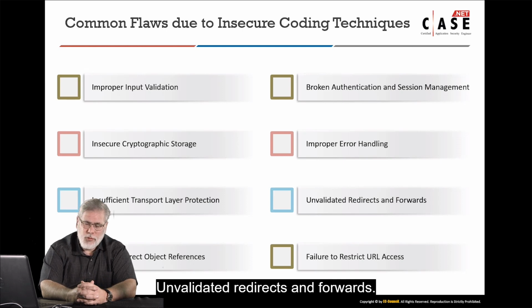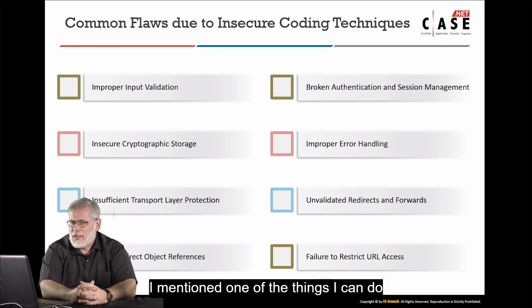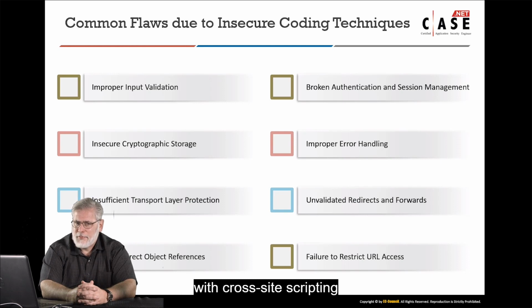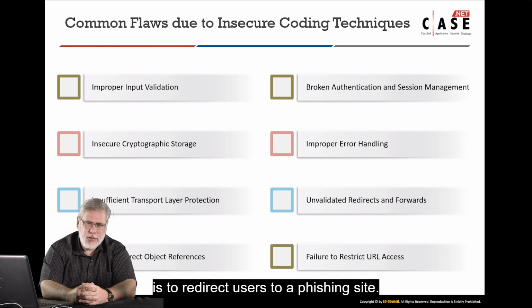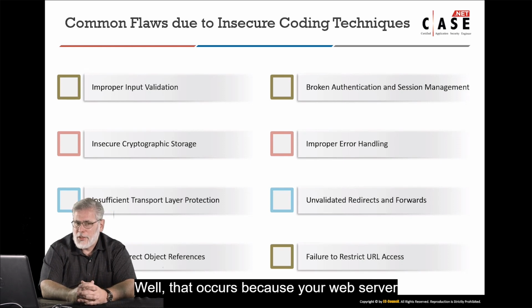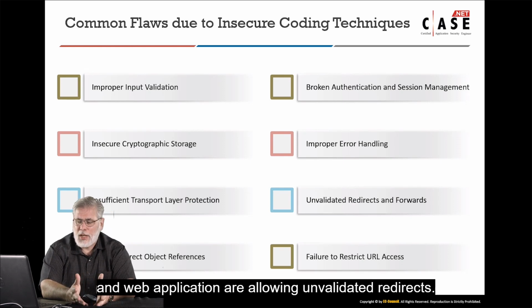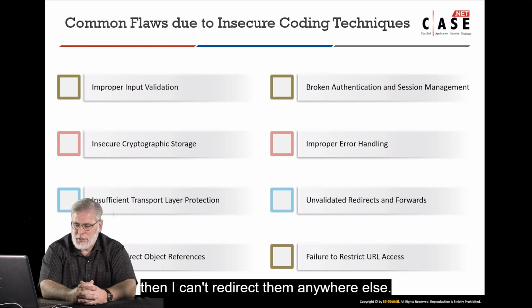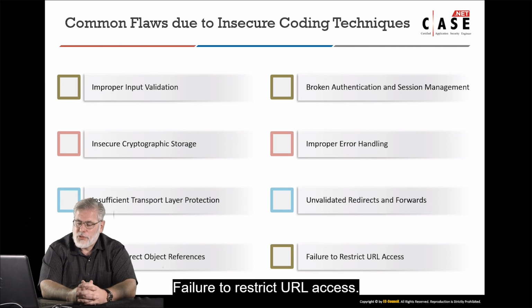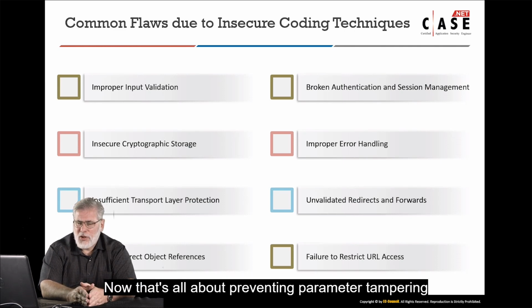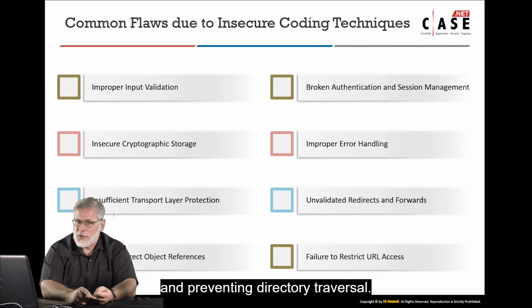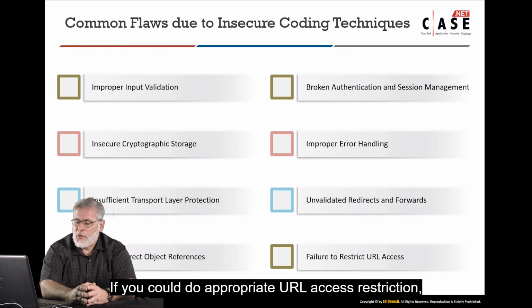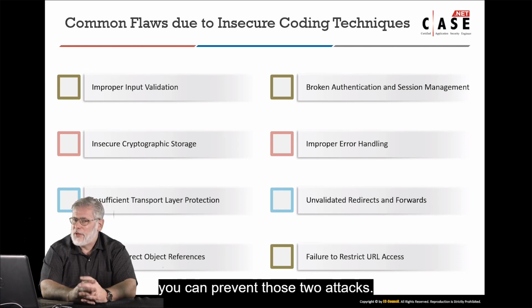Unvalidated redirects and forwards. I mentioned one of the things I can do with cross-site scripting is to redirect users to a phishing site. Well, that occurs because your web server and web application are allowing unvalidated redirects. If you can prevent that, then I can't redirect them anywhere else. Failure to restrict URL access. That's all about preventing parameter tampering and preventing directory traversal. If you can do appropriate URL access restriction, you can prevent those two attacks.